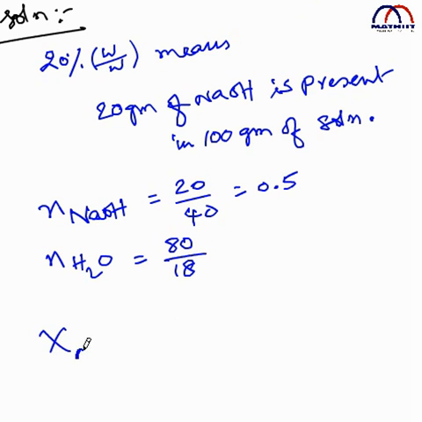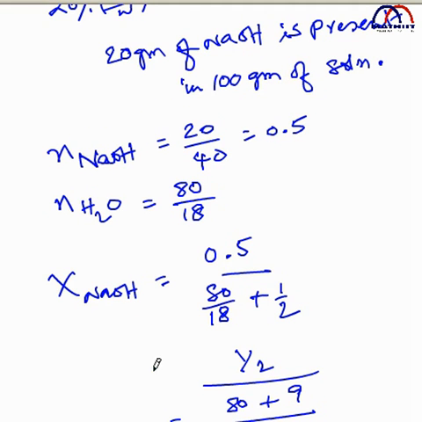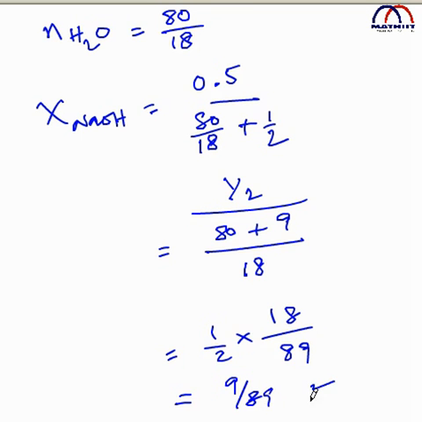Then the mole fraction of sodium hydroxide is equal to, how much will you get? 0.5 by 0.5 plus 80 by 18, right? This is equal to, I can take it as 1 by 2 divided by 80 by 18 plus 1 by 2. On simplification we will get 1 by 2 into 18 by 89. This is equal to 9 by 89, the mole fraction of sodium hydroxide. This is the answer of this problem.